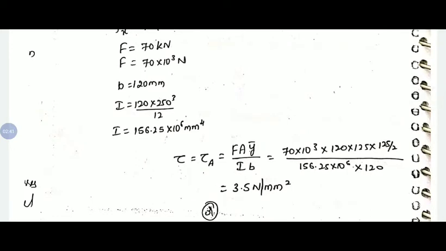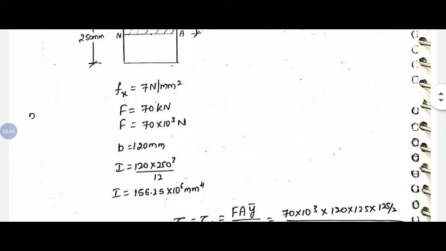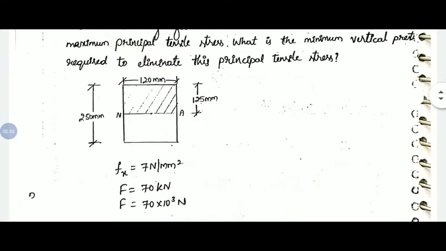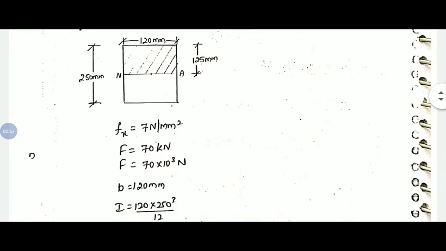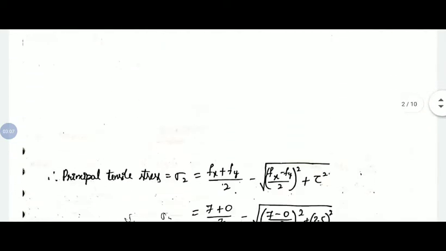So here A means 120 is the width and 125 is the depth of the section we are considering, into 125 by 2. So the centroid of this hatched section with respect to the centroid of the overall section, that is 125 by 2, divided by I for the overall section, and B, the width, is 120. So we will get 3.5 Newton per mm square.